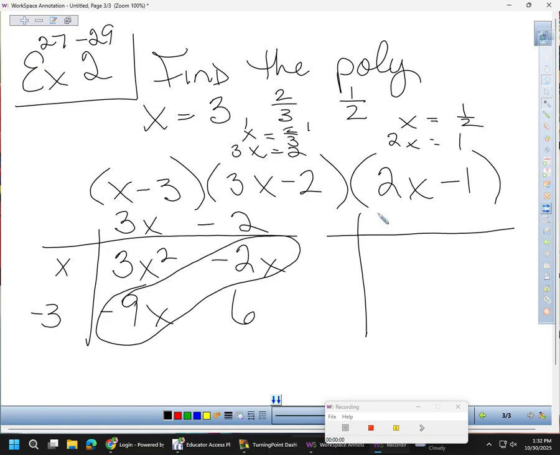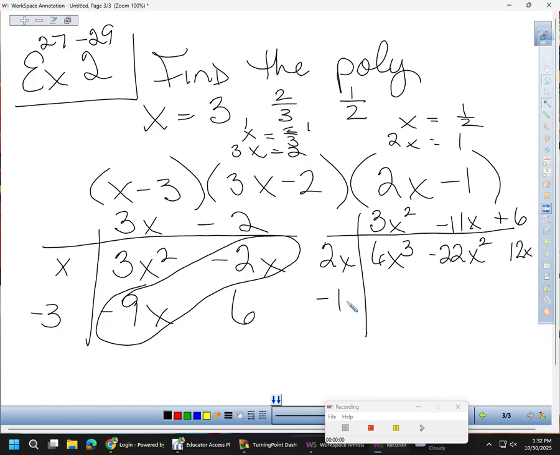I like to put the longer one across the top. 3x squared minus 11x plus 6. And I'm timesing by 2x minus 1. 2x times 3x squared is 6x to the third. 2x times negative 11x is negative 22x squared. And 2x times 6 is 12x.